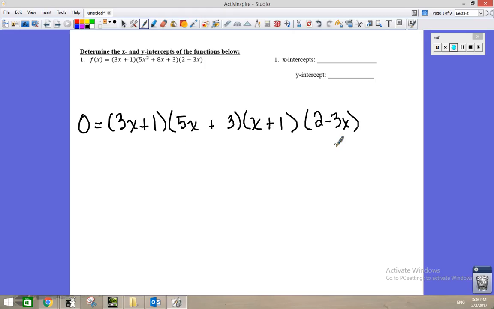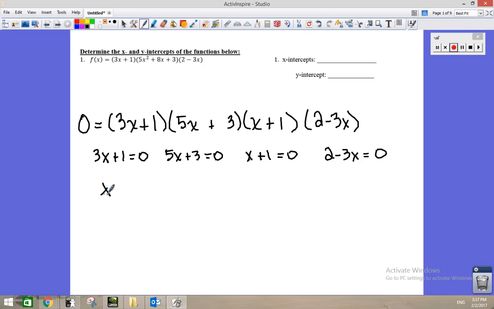So we have this zero product theorem that says if you have a list of numbers, and if you multiply this list together and you get 0, then at least one of the numbers in the list must be 0, maybe more. So either 3x plus 1 is representing 0, or 5x plus 3 is representing 0, or x plus 1 is representing 0, or 2 minus 3x is representing 0.